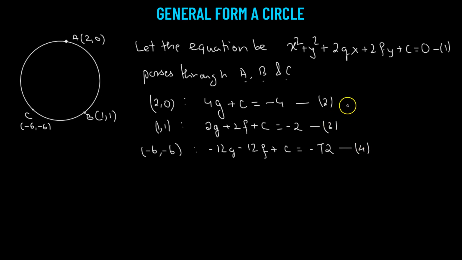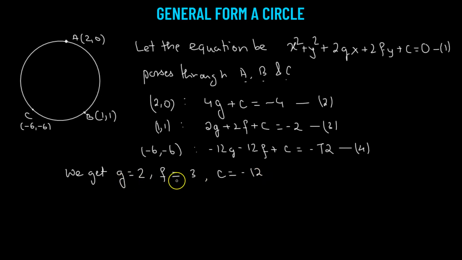Now we will use equations 2, 3, 4. That's a simultaneous linear equation in 3 variables, the variables being g, f, and c. We can solve this by using any standard method, so I'm leaving it as an exercise for you to try out. I'm stating the values. g comes out to be 2, the value of f comes out to be 3, and the value of c comes out to be -12.